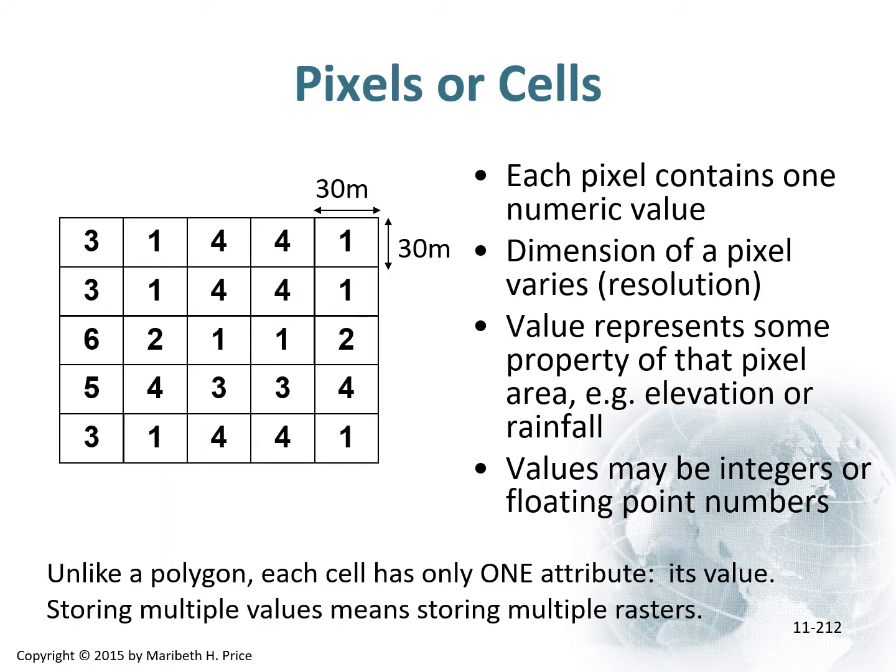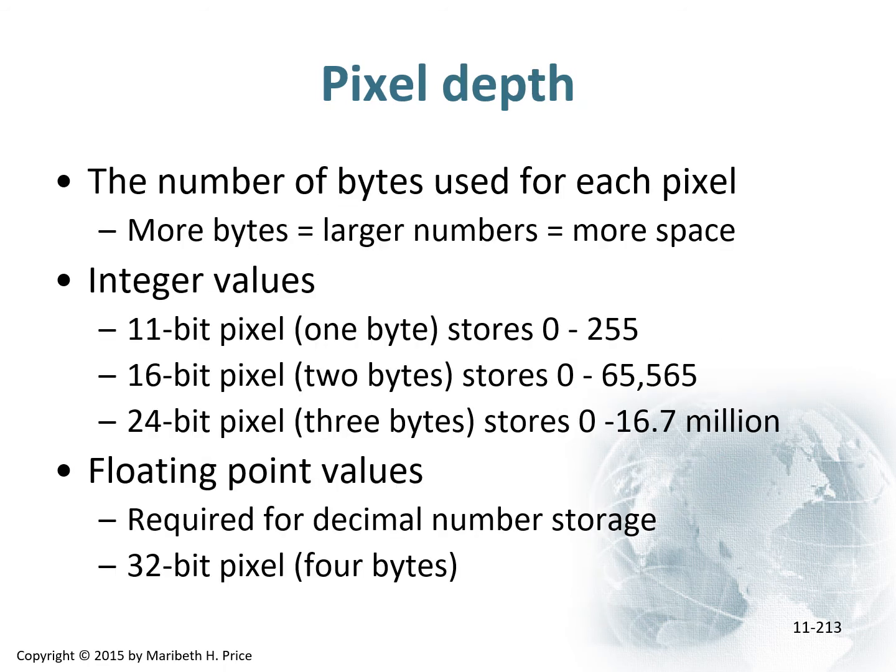Pixels versus cells, they're synonymous, the same thing. They're basically tiny little squares in a grid, in a raster. Pixel depth refers to the data storage structure of those. The thing that you need to focus on and remember is the range of values that you can get per pixel, like 8-bit, 16, 24, looking at the range of values: 0 to 255, 0 to 65,000, 0 to 16 million.